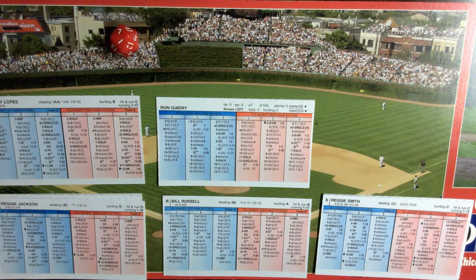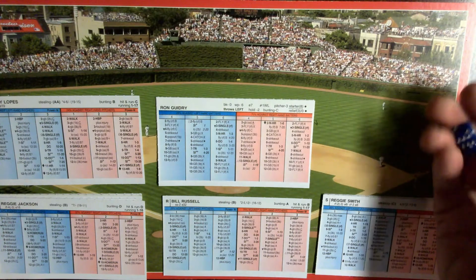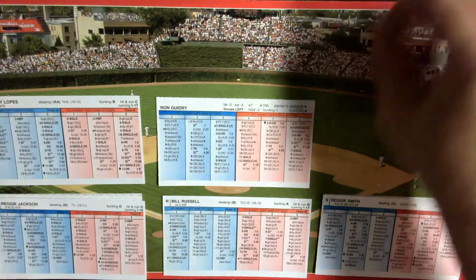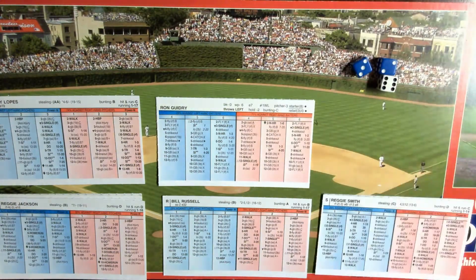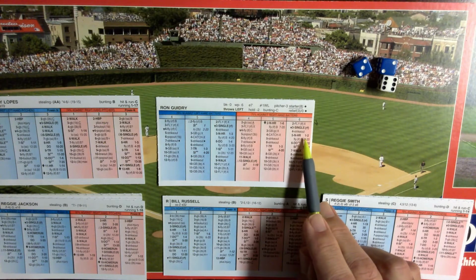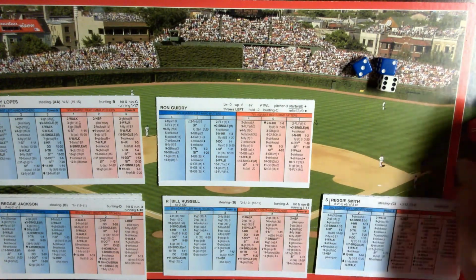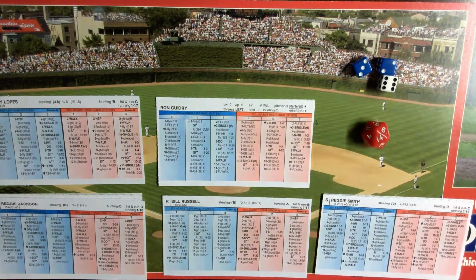So Bill Russell is up. We have 1 down, 1 run is in. Lopes at third. Infield will be playing back. And that is a 6 and a 5 against a right-handed batter. 6 and a 5 is a home run 1 through 2, fly ball to left field, 3 through 20. That's a fly ball to left field.